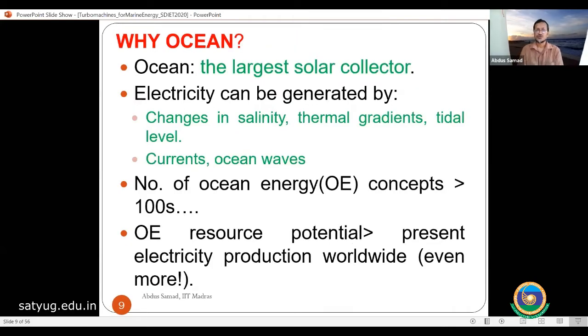So why ocean? Ocean is the largest solar collector. I already told you that 70% of the Earth's surface is covered by ocean, so that is absorbing solar energy. When it is absorbing solar energy, the air nearby the ocean surface will be heated up and it will move up. And because of temperature difference in different areas on the surface, the wind will be blowing.